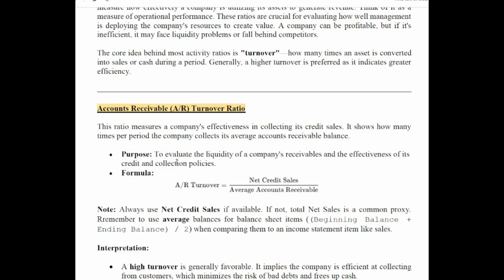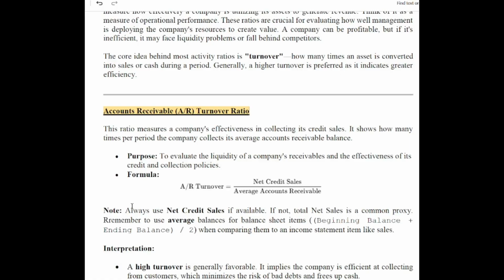The purpose of the accounts receivable turnover ratio is to evaluate the liquidity of the company's receivables and the effectiveness of its credit and collection policies. The formula for accounts receivable turnover is net credit sales divided by average accounts receivable. So always use net credit sales. The net sales can be used.